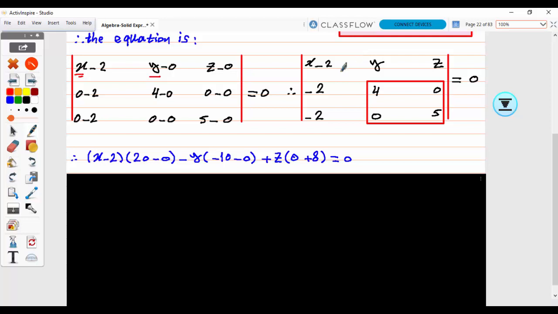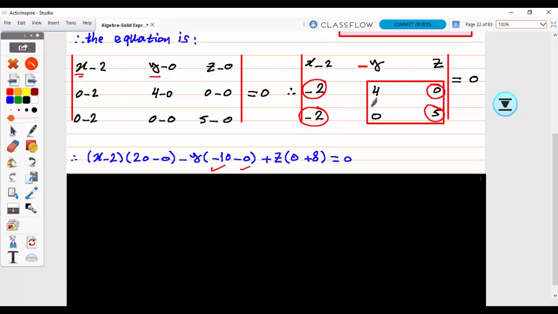And the second term here will be negative. So we write negative y, and the minor determinant of this element is negative 2, 0, negative 2, and 5. How do we get the value of this minor determinant? We multiply negative 2 by 5 equals negative 10, minus 0 multiplied by negative 2, which equals 0.